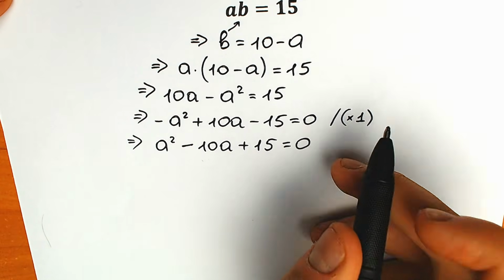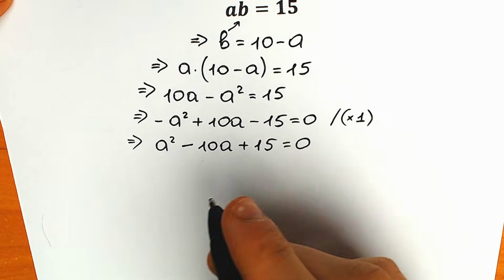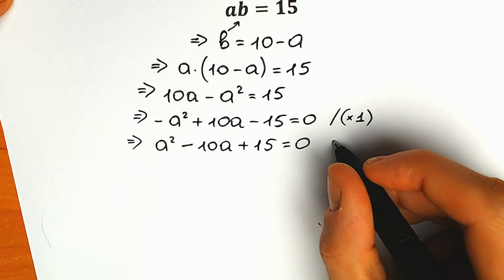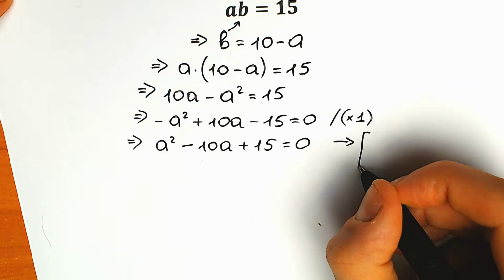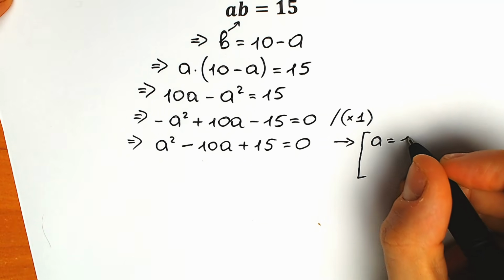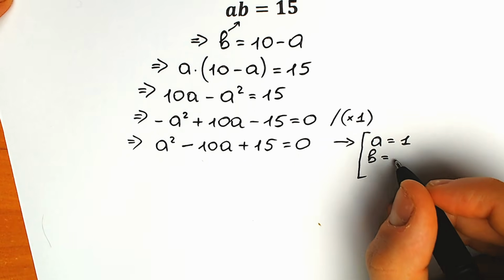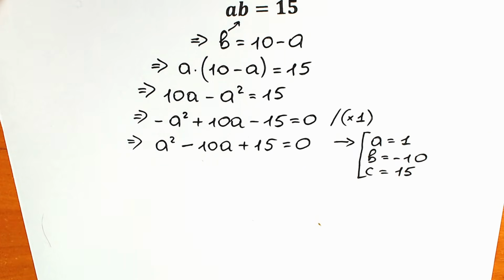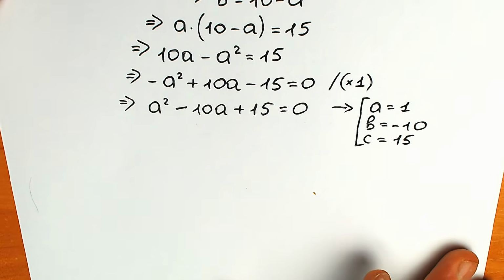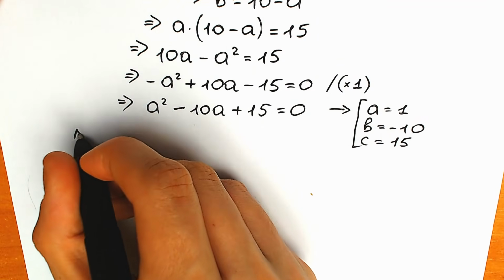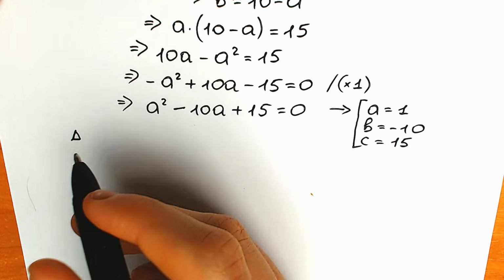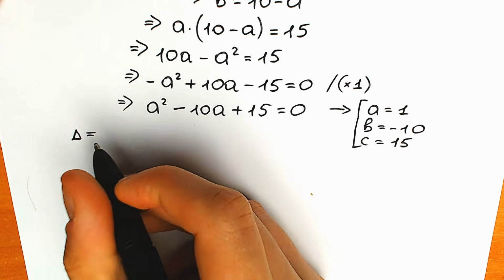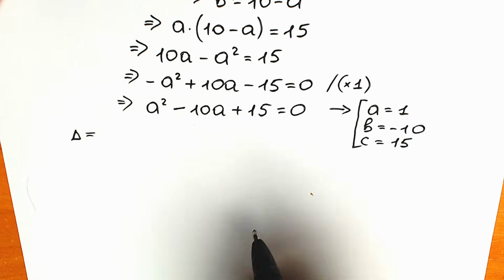Right now let's solve it. We don't have b, we have only a, so it looks like we have two roots, but we'll see. We write our coefficients real quick: a equals 1, b equals minus 10, and c equals 15. We have three coefficients, and let's solve for the discriminant first. I don't like to solve for the first and second roots instantly. I like to solve for the discriminant, and then plug it into the well-known formula.